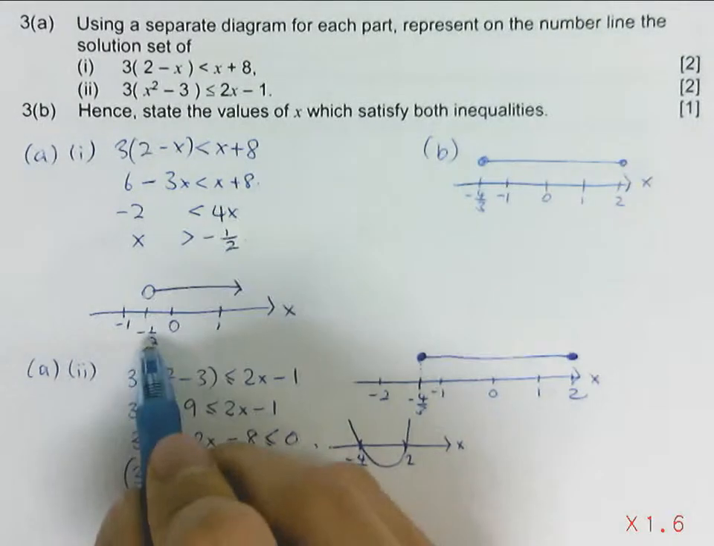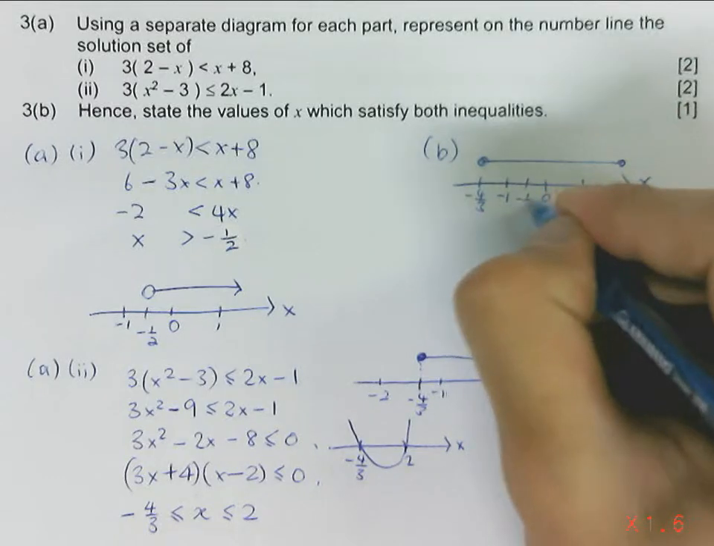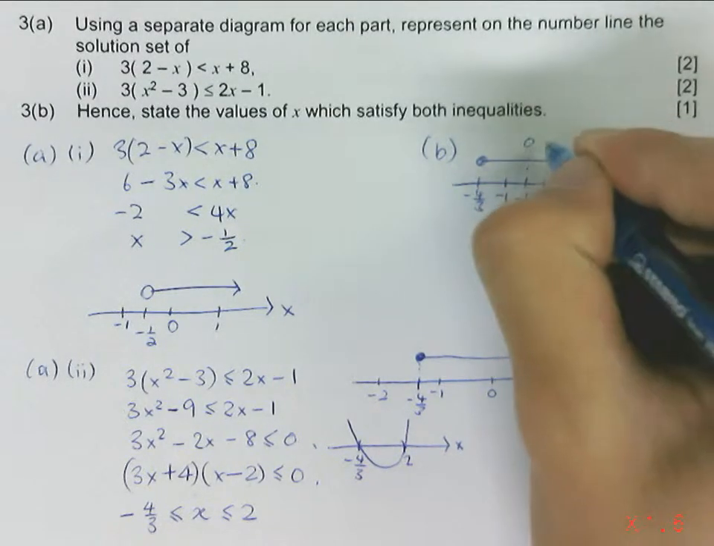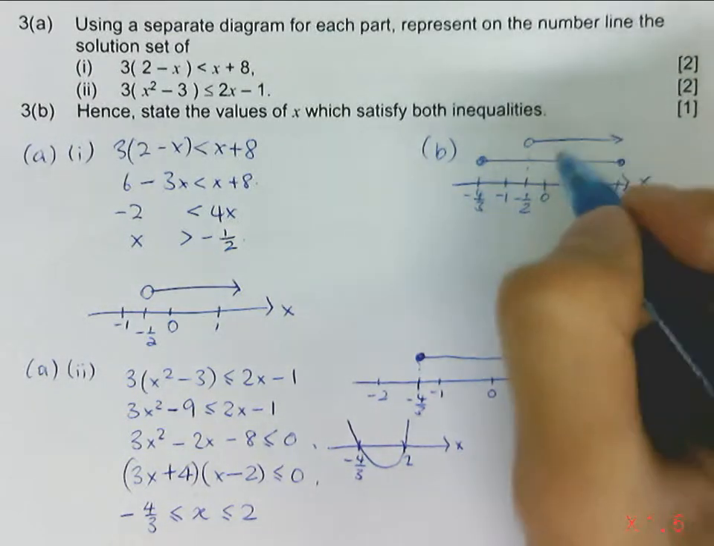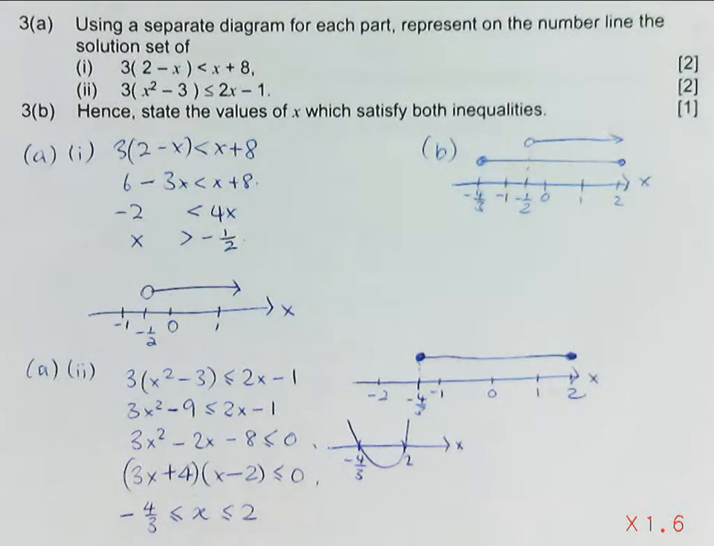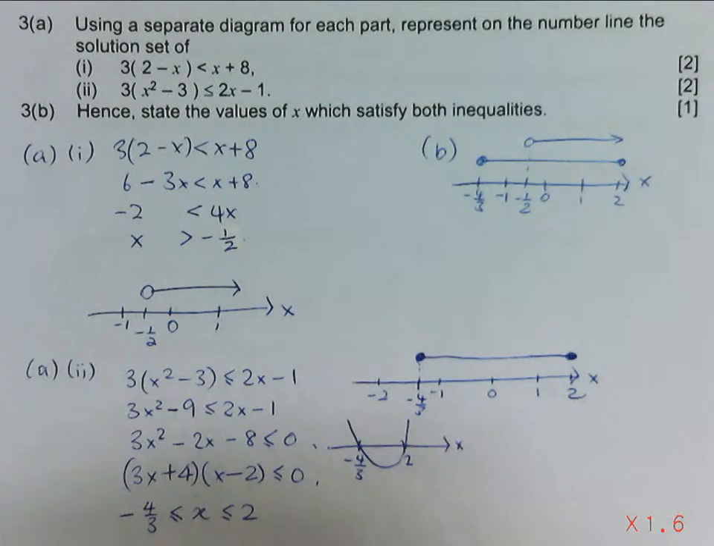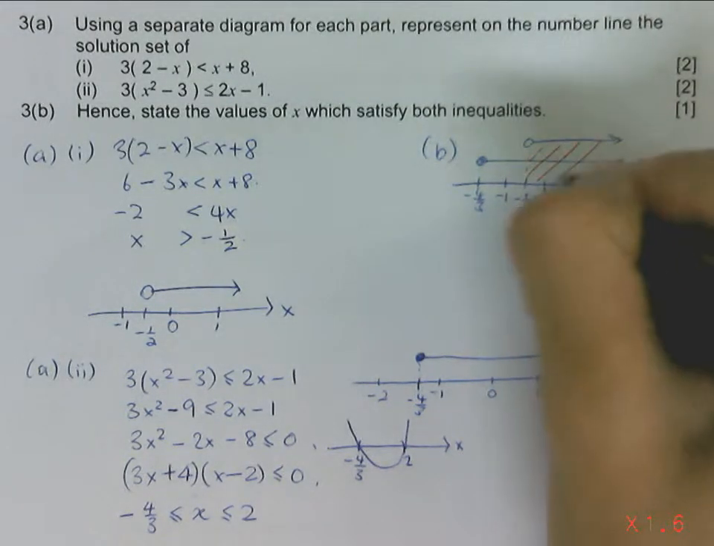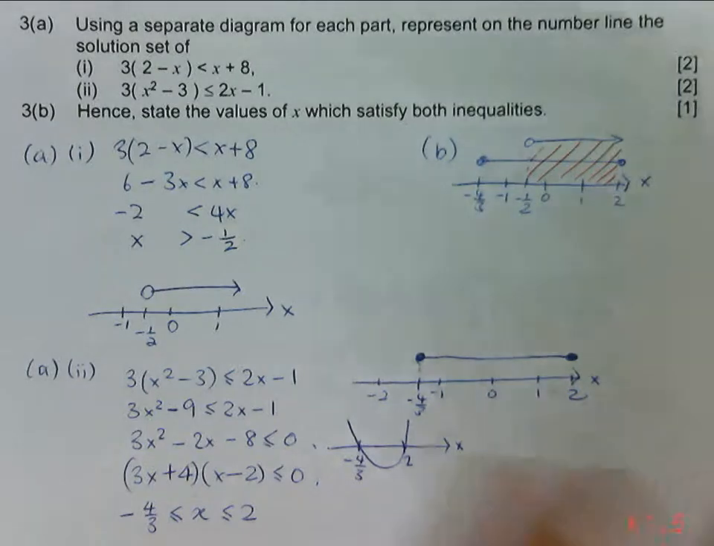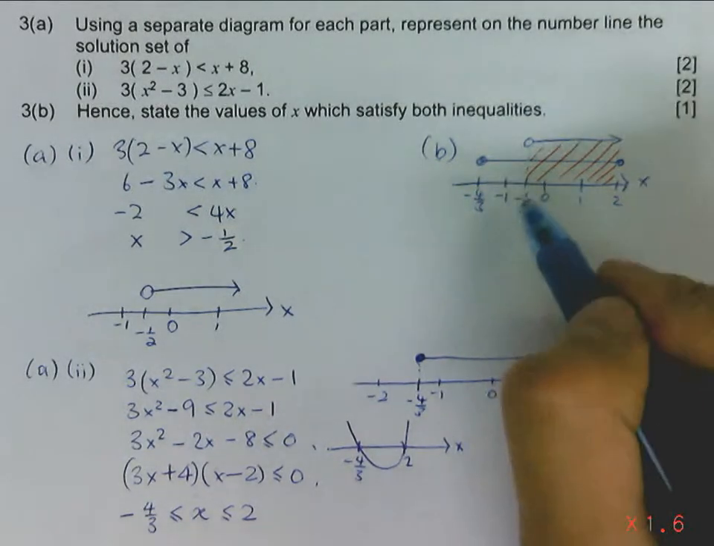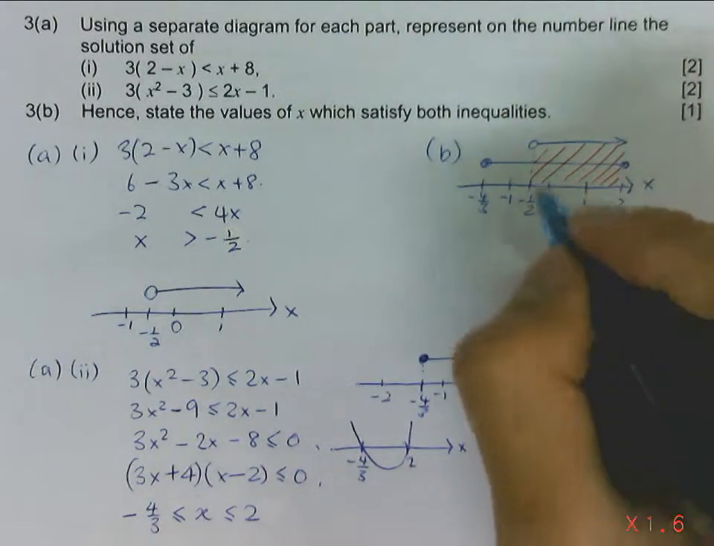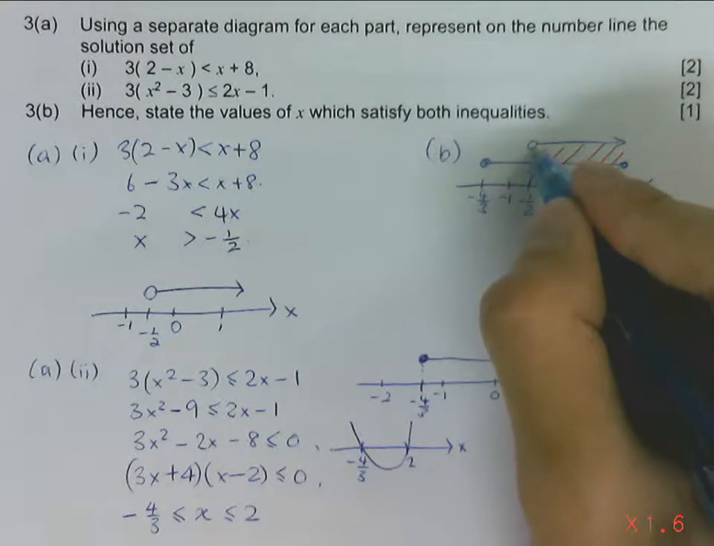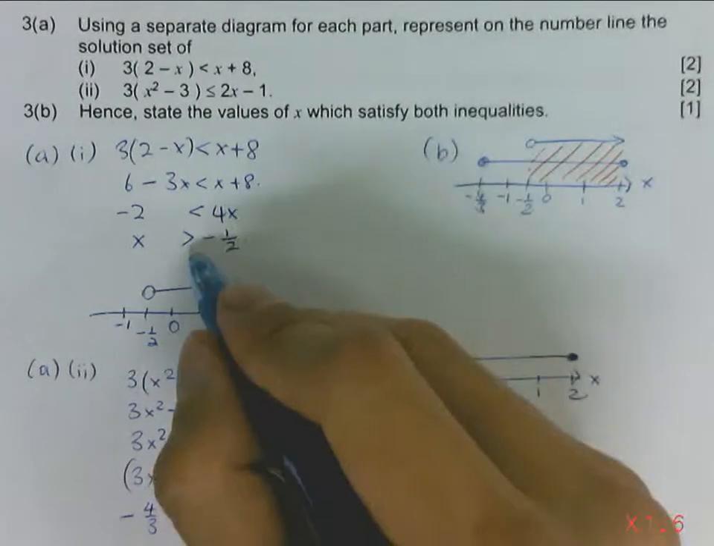So combining the negative half answer, x greater than negative half, my required answer will be inside this range, from negative half all the way to 2. Since negative half is not included because of the unshaded part, we'll follow this.